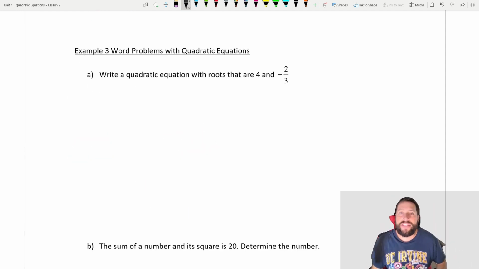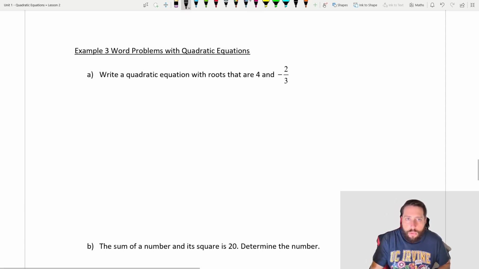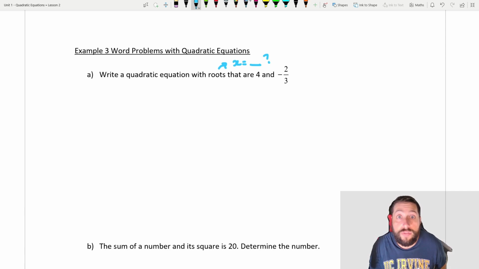Okay, moving on to example 3. Example 3, word problems with quadratic equations. So we're going to write a quadratic equation with roots that are 4 and negative 2 over 3. A big thing to take away from this is the word roots. Roots are telling us that this is going to be x is equal to something. That's what we are going to try and figure out.